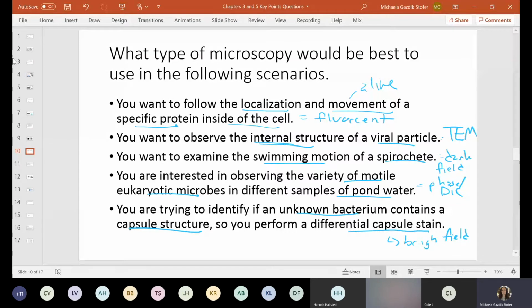Other questions about the types of microscopes and kind of how you think about when you might use one over another before we move on to chapter 5?